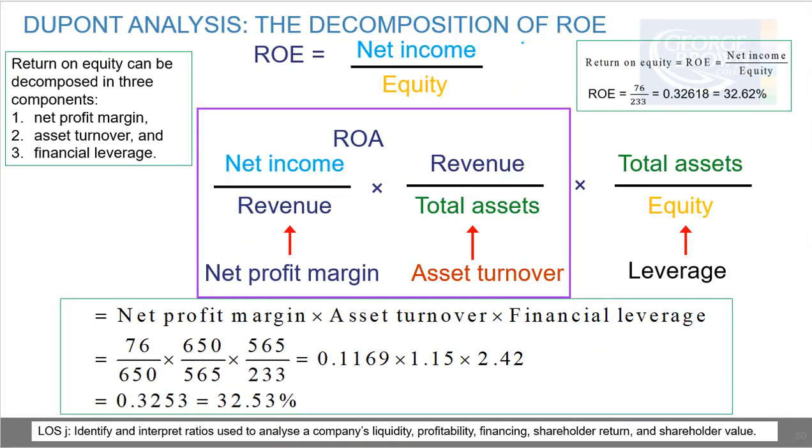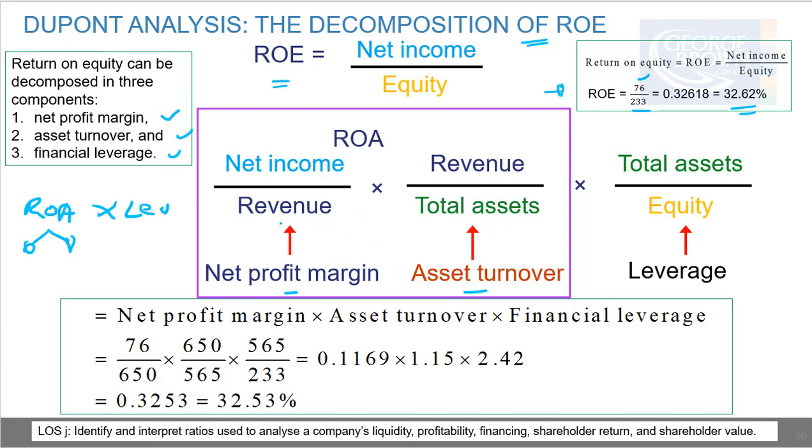So we're down to the last slide now, the decomposition of return on equity. So return on equity, net income over equity for ABC company, 20X2, net income 76 million, equity 233 million. So the ROE was 32.62%. So we also said that ROE we can also calculate by return on assets times leverage, and then return on assets we could further decompose into the net profit margin times the asset turnover. So here we are finally at the last stage. Return on equity can be decomposed into 3 components: net profit margin, asset turnover, and financial leverage.